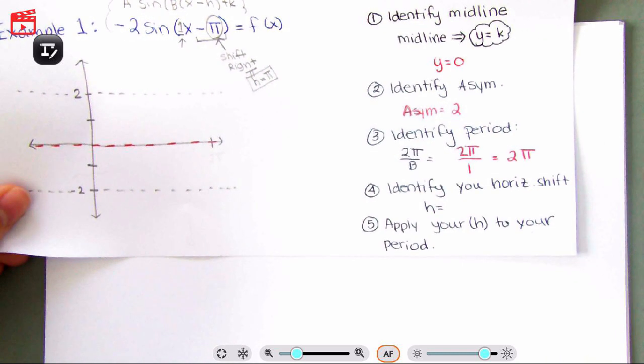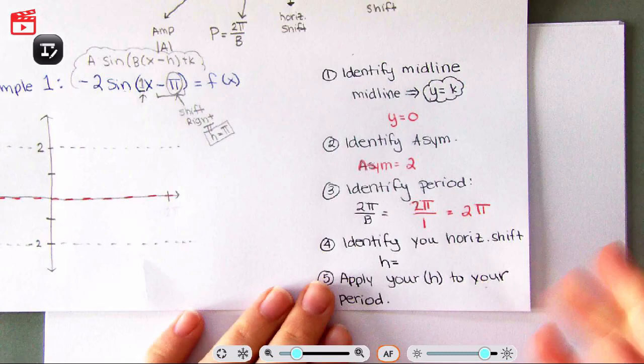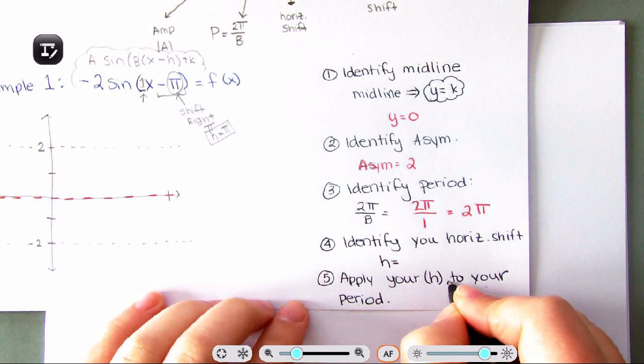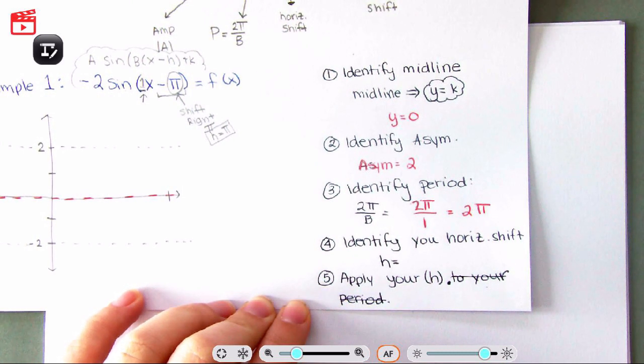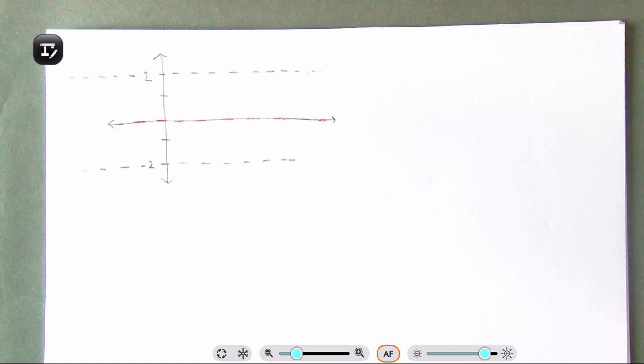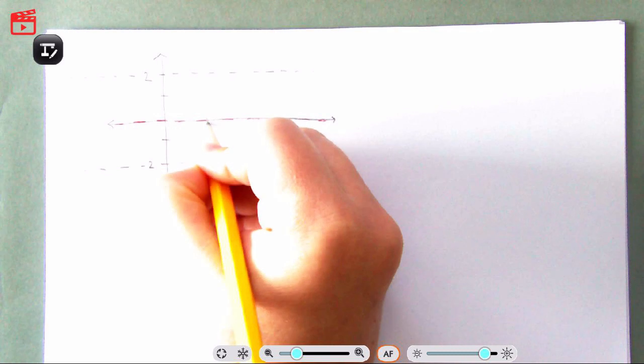When I say apply your h to your period, this is what I mean, okay? So I want to apply your h. I almost want to put a period there and then write that in step number 6. So apply your H. Okay, what is our H? We determined that our H was pi. So I know that I'm going to start my sketch at pi. So let's say pi is around here.